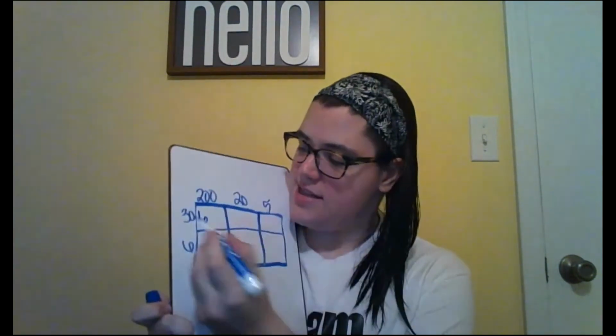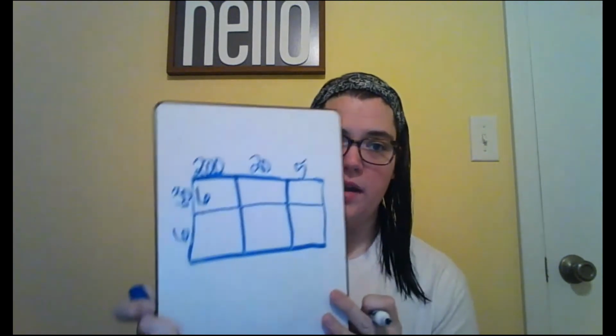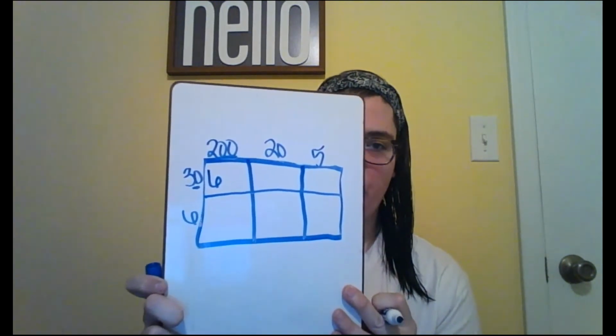So I'm going to put the 6 in my little box. And then let's look at how many zeros we're going to add. There's a 0 here for my 30. And there's 2 zeros here on my 200. So that means I'm going to add 3 zeros to the end of that 6.